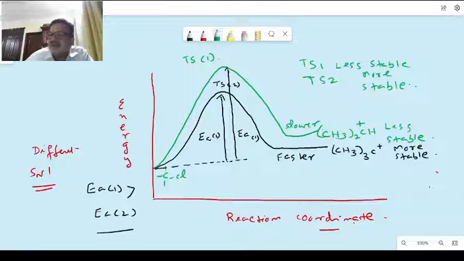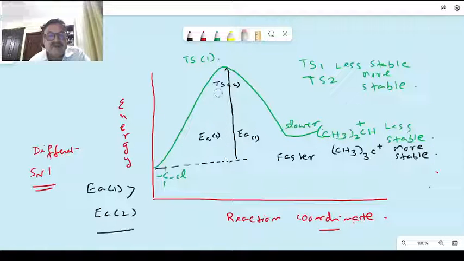Therefore, Hammond's postulate, now we can use it for predicting the relative rates of two reactions. Okay. Now, if you want to generalize this, how can we do that? So I will just change this and draw another diagram over here. It's more or less the same kind of thing.